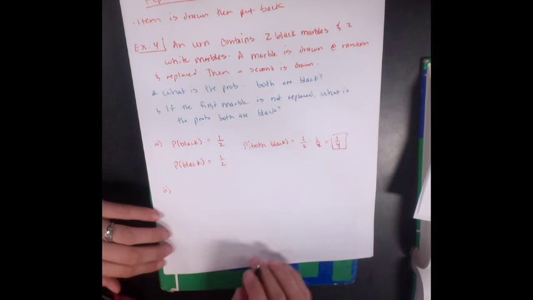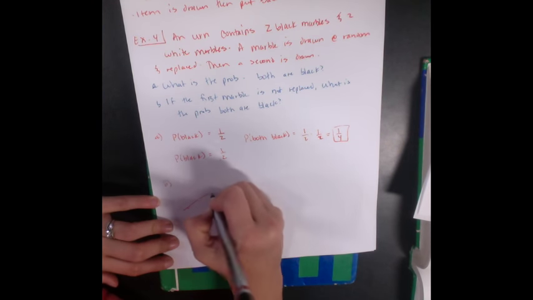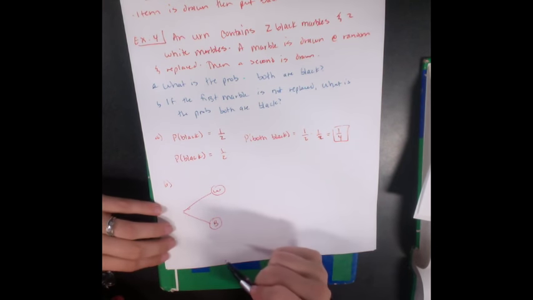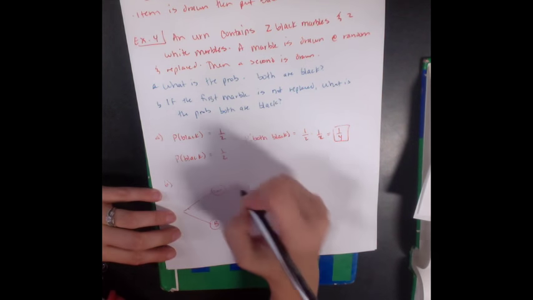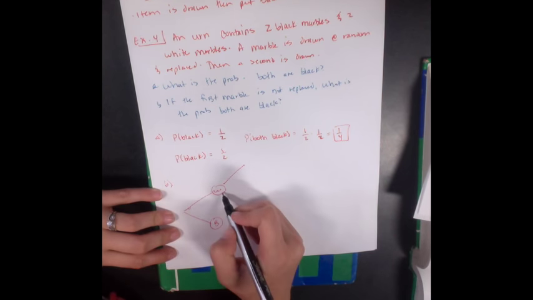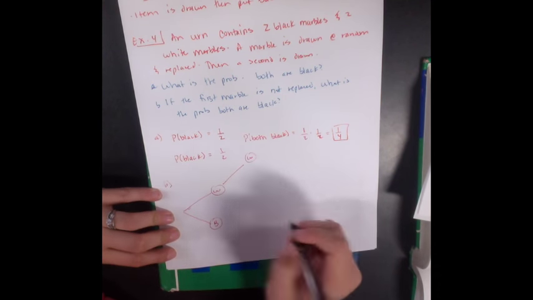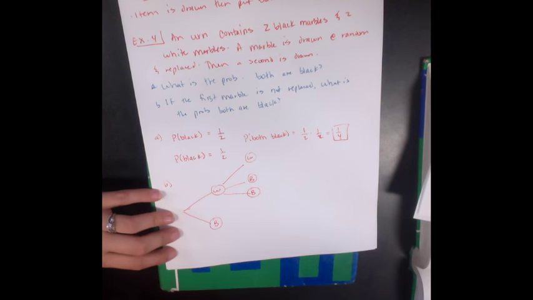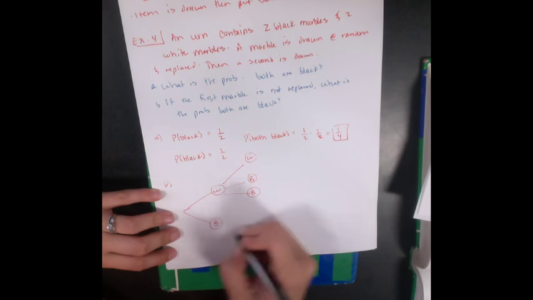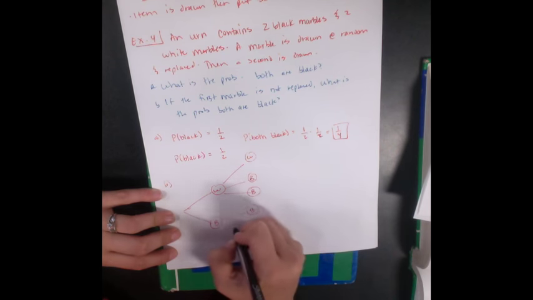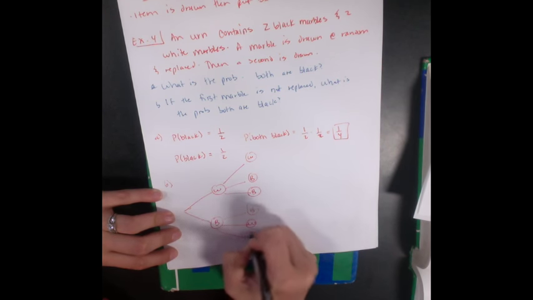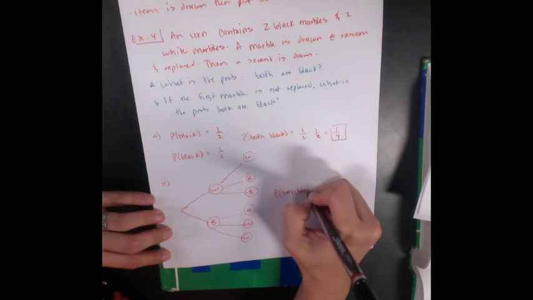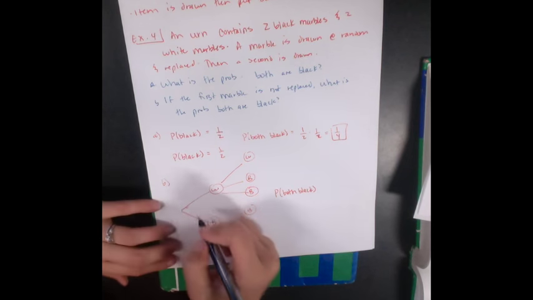Okay? Now for the second one, let's draw a tree diagram. So I have options. I have white and then black. Okay? This is my first draw. Then my second draw, if I choose the first marble as white, there's only 1 white marble left, but I have 2 black marbles left. And for my first draw, if I draw black, I have 1 black marble left and I have 2 white marbles left.